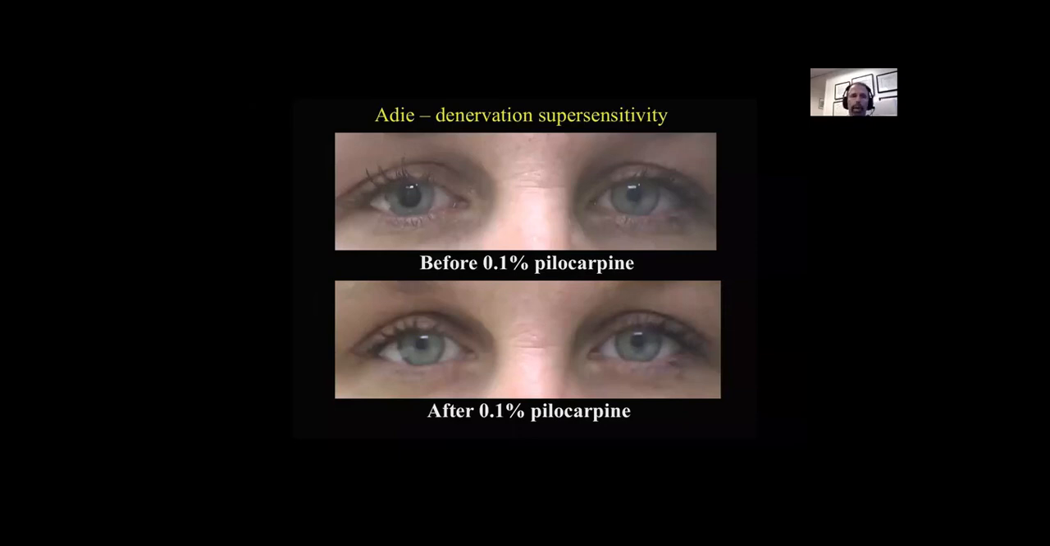You can prove that it's an Adie's pupil by using weak pilocarpine. So we know that 1% pilocarpine, a strong agonist, will constrict your pupils, but a weak one won't unless you have an Adie's tonic pupil because of denervation supersensitivity. So in a patient with denervation supersensitivity, the pupil is supersensitive to this weak solution, and now the Adie's pupil is actually the smaller of the two pupils. So you can do this.